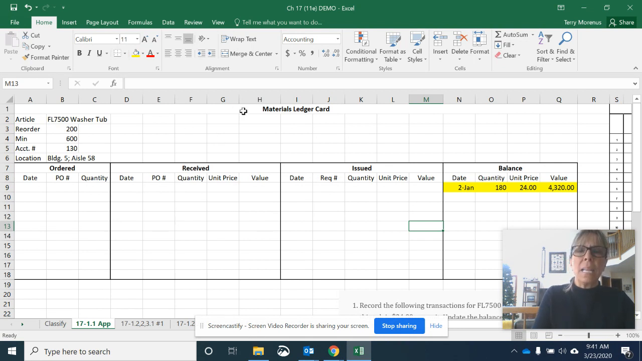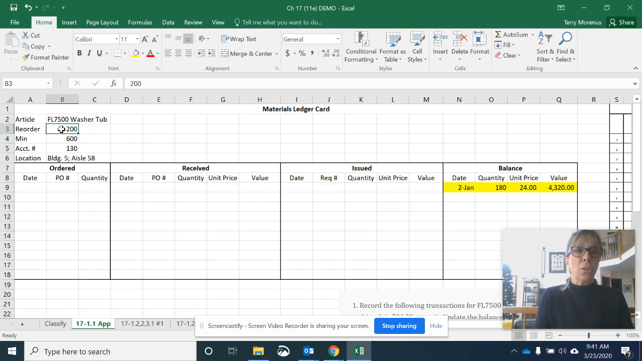All right, so let's take a look at the materials ledger card. This is specific for something that's major to a product. So in this case, it looks like they're making washing machines. So we need some washer tubs to do that. So the article is actually the name of the part that's going to be used in production, okay?